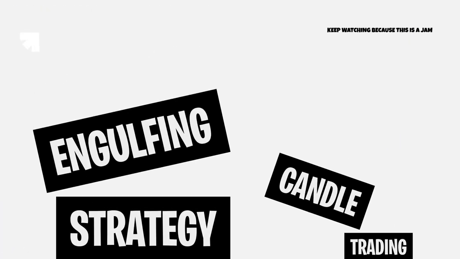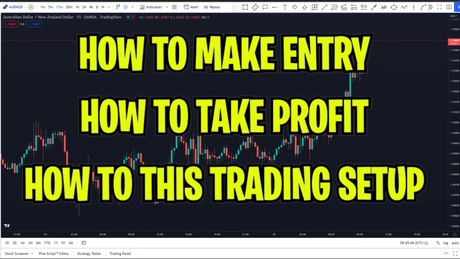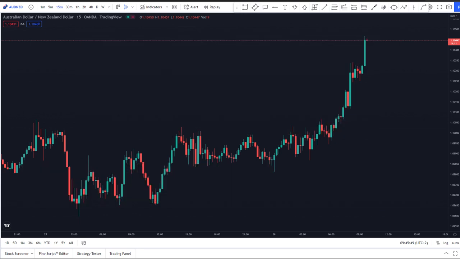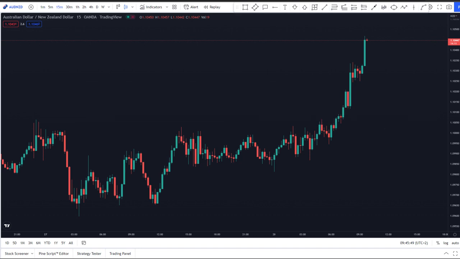Today I have an engulfing candle trading strategy. In this video I will show you how to make an entry, how to make a take profit, and lastly how to make this trading setup. You might be wondering about the tools that you need to trade using this strategy. What you need is nothing, or maybe you can use one horizontal line and that's it. So now let's begin with the video.